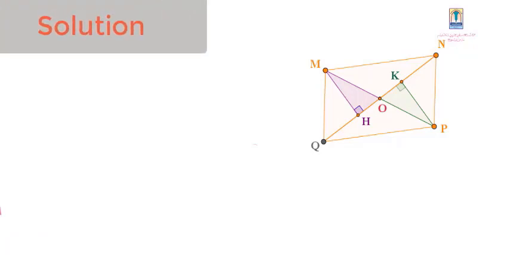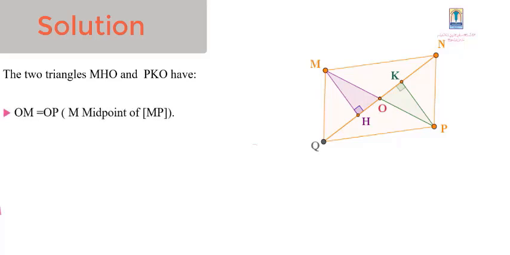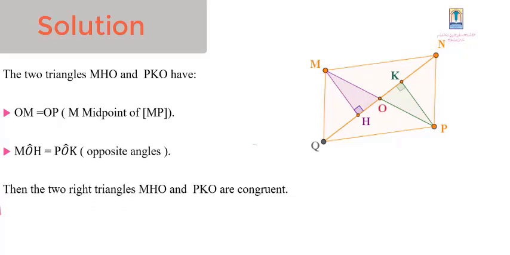Now it is time for our solution. In the two right triangles MHO and PKO, we have side OM is equal to side OP because O is the midpoint of segment MP. Angle MOH is equal to angle POK. They are vertically opposite angles. Now we could say that the two triangles are congruent by HA, which is the abbreviation of the rule hypotenuse angle.